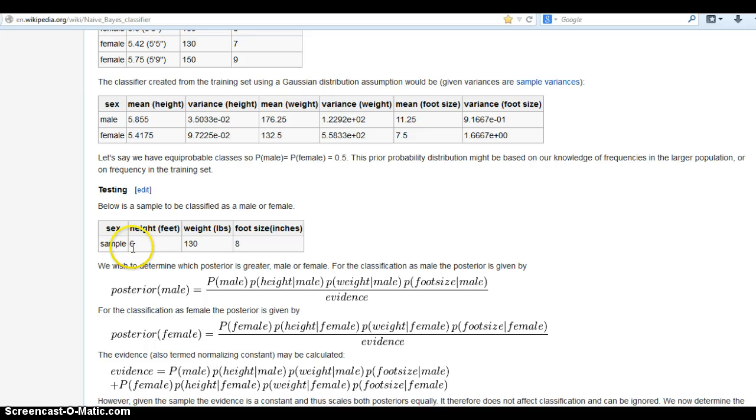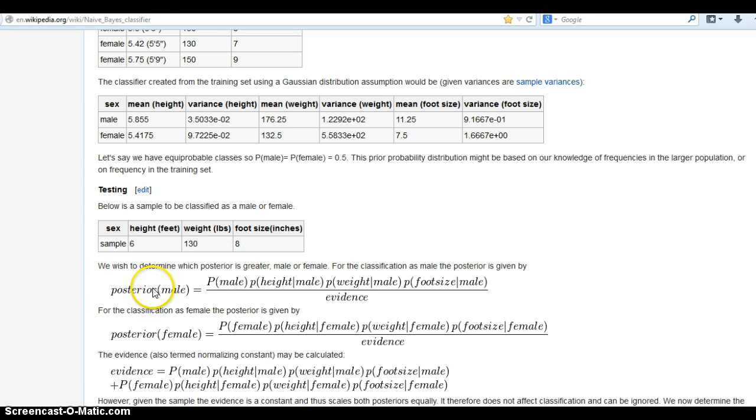The height is 6 feet, so if you look at the average heights, it's closer to the male value. However, the weight and the foot size of the sample are closer to the woman's average weight and the woman's average foot size. So one of these features says that it's likely to be a man, and the other 2 features say it's probably a woman. So your gut could assume that it's probably a woman, but a tall woman. It's kind of an exception based off of this data.